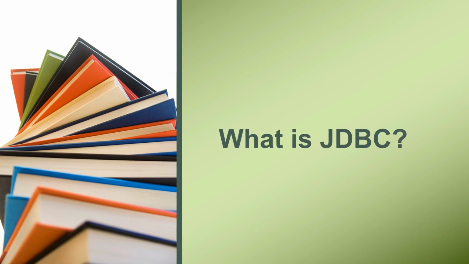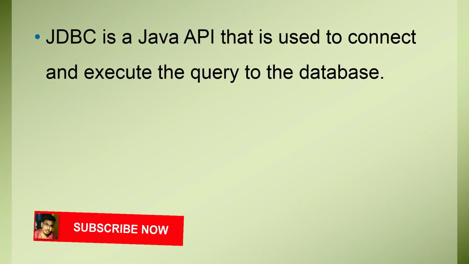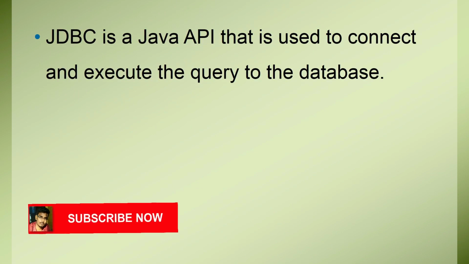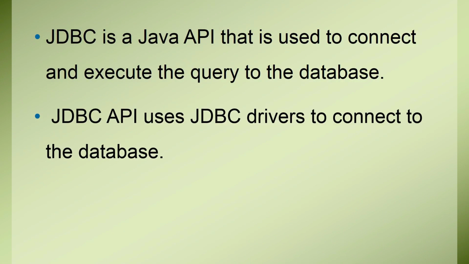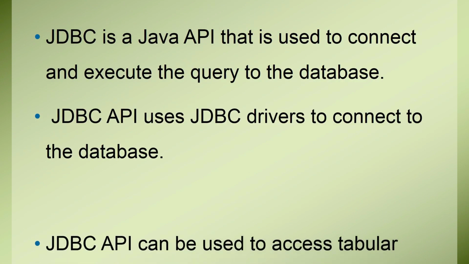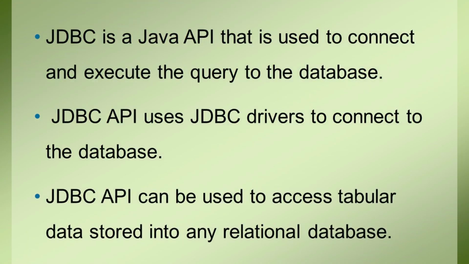What is JDBC? JDBC is a Java API that is used to connect and execute queries to the database. JDBC API uses JDBC drivers to connect to the database. JDBC API can be used to access tabular data stored in any relational database.